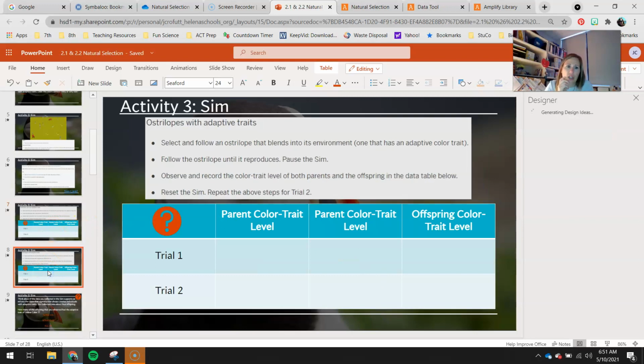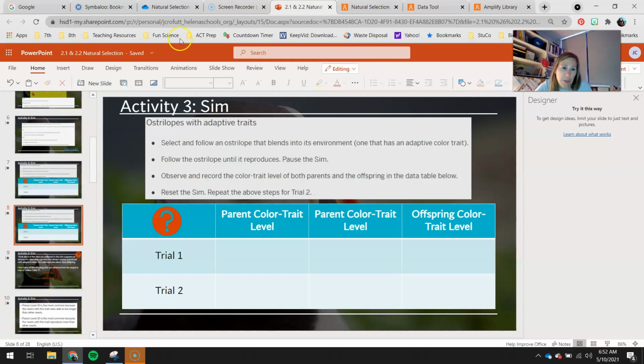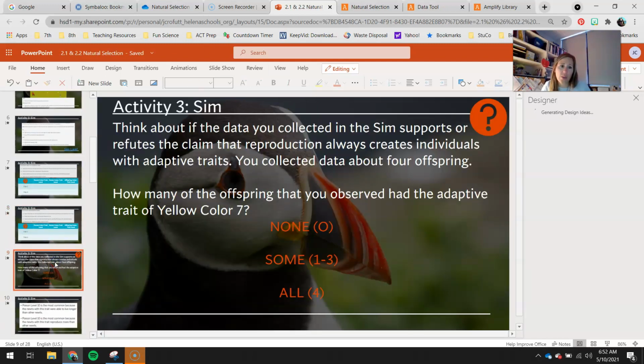And then for the second one, you guys are going to look at australopes with adaptive traits. So select and follow an australope that blends into its environment, one that has the adaptive color trait. Again, you're going to follow it until it reproduces. You're going to pause it. You're going to look at what the 2 parents were and what the offspring were. You're going to record it. And then you're going to do that twice. So then you're going to pick a second australope that does not blend, or that is blending, excuse me. And then answer this question.